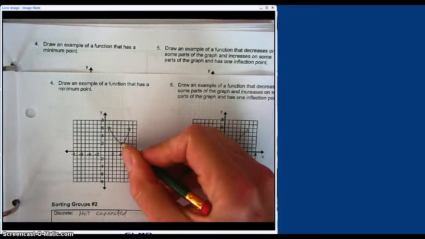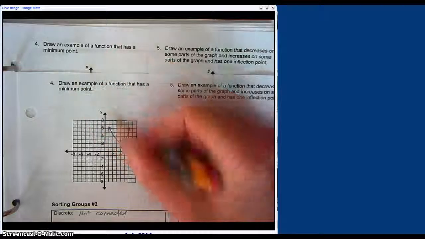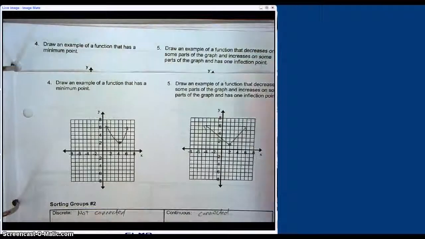Okay, for the next one, it says draw an example of a function that has a minimum point. So I just drew a parabola, and it has a minimum down here at the bottom. If it said maximum, an example would be an upside down parabola.